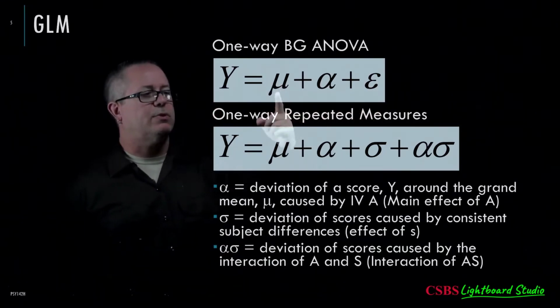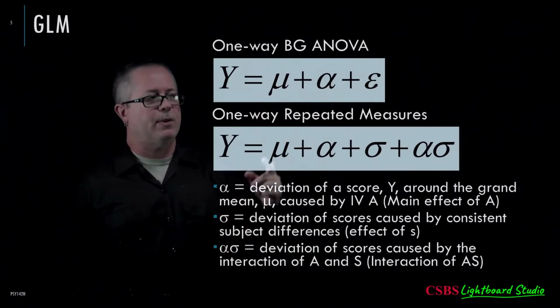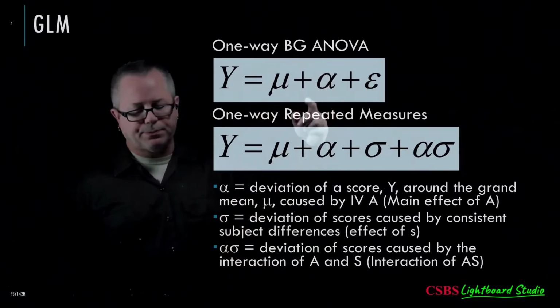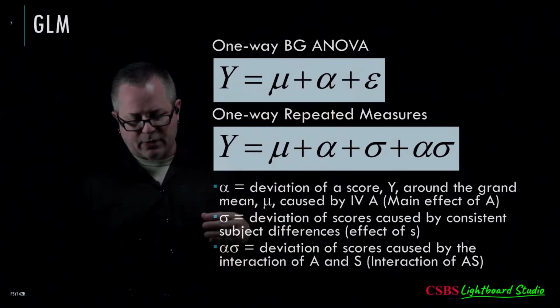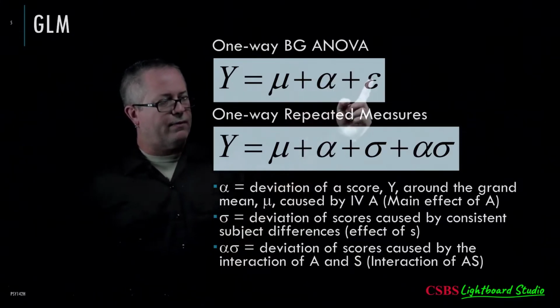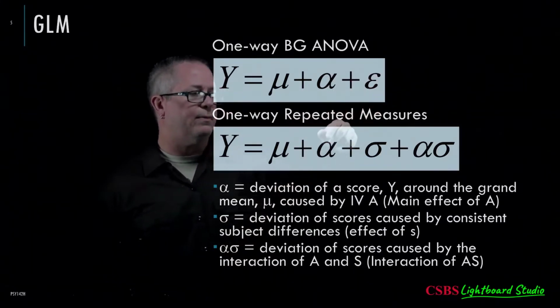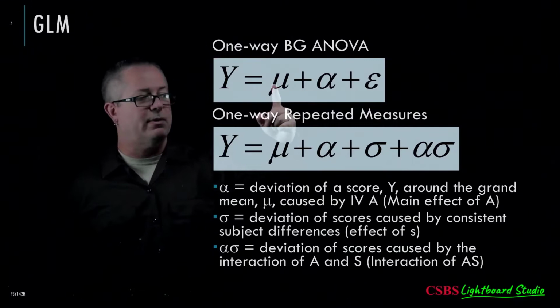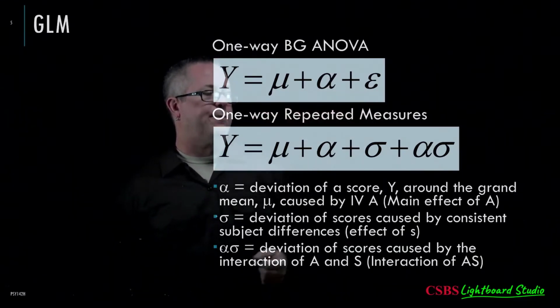So in the general linear model, remember our one-way between is just we had the mu, which is our population value. We had our alpha, which is our independent variable. And we have epsilon here, or E for the error. So the effect of the grand mean, some IV, and some error.